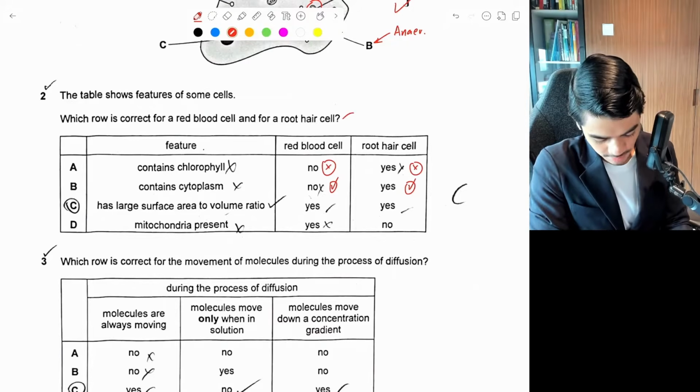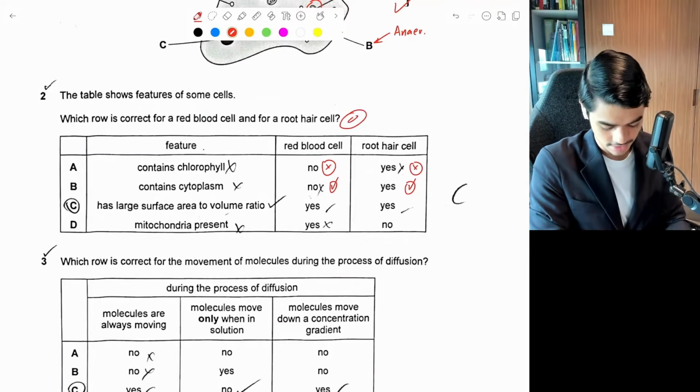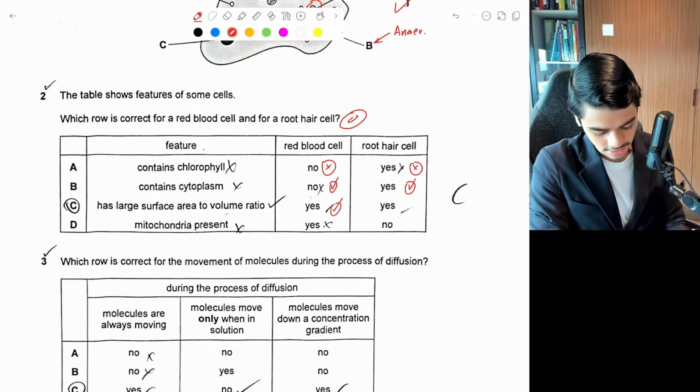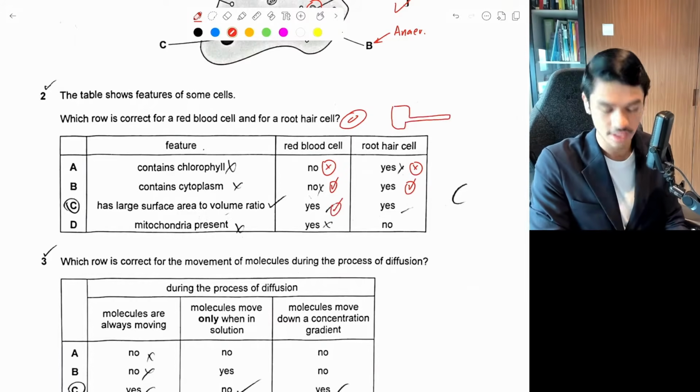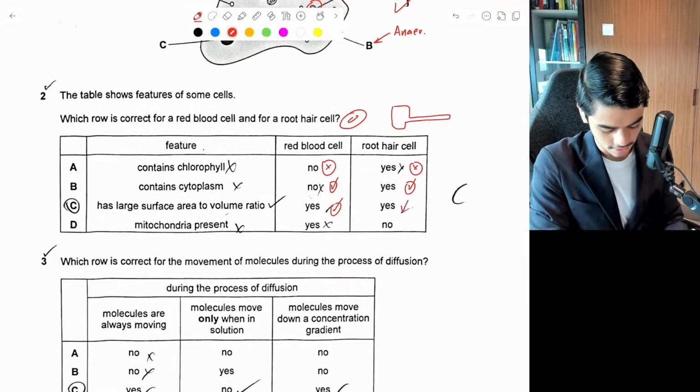Red blood cell has this biconcave shape, and this increases its SA to V, so yes. And then root hair cell has this elongated protrusion, and that is what gives it the high SA to V. So that's why C is correct.